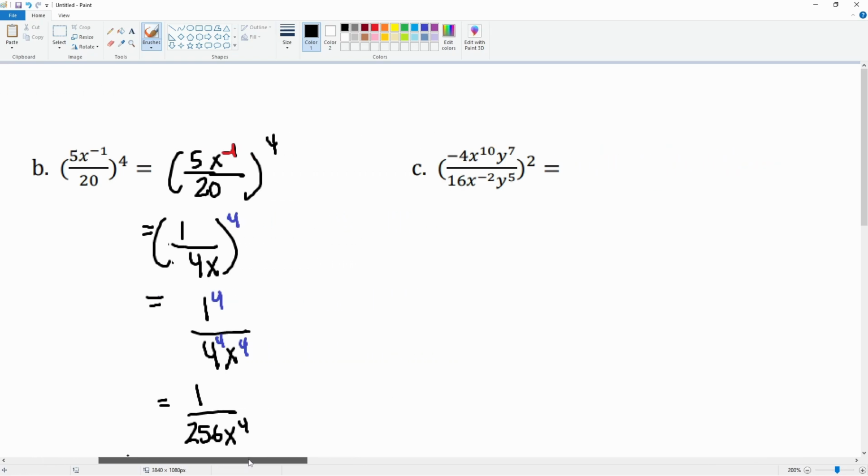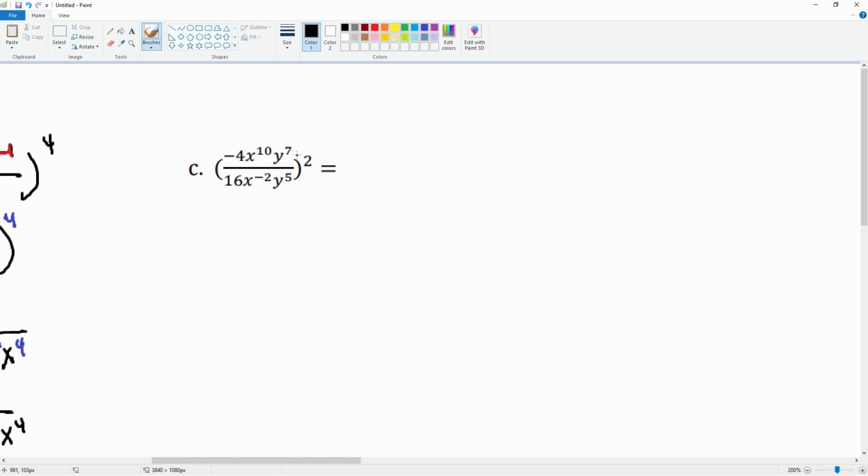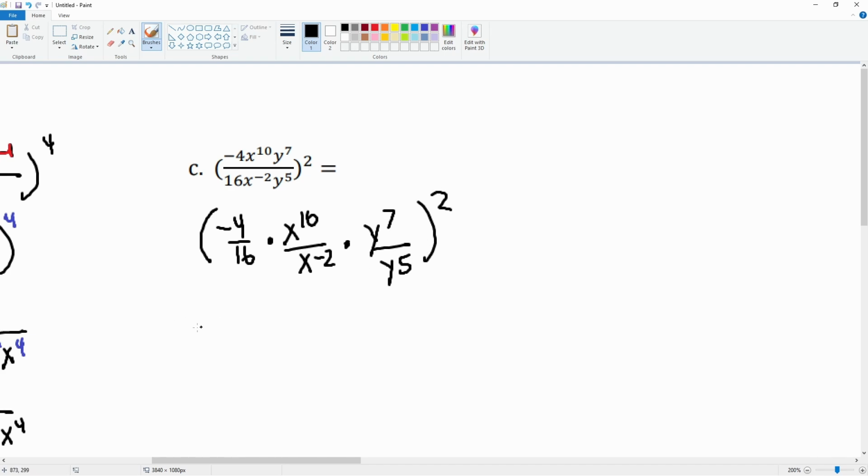All right. Then next, let's do C. Again, we can try to distribute, or we could simplify it inside the parentheses first. We have a negative 4 over 16. We have x to the 10 over x to the negative 2. Then we have y to the 7 over y to the 5, all to the 2nd power. So this can be simplified to negative 1 over 4, because 4 goes into negative 4 negative 1 times. 4 goes into 16 4 times.